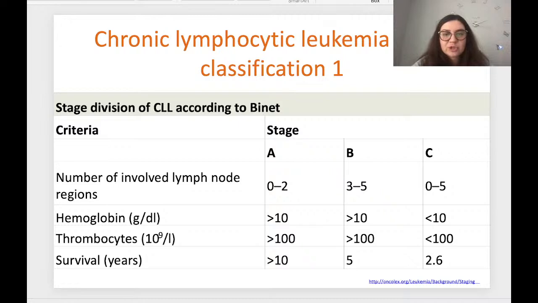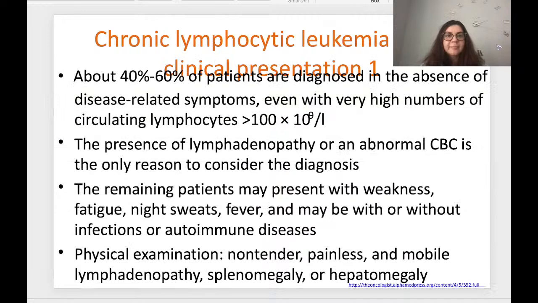Thrombocytes are normal for stages A and B, and it is thrombocytopenia, less than 100, for stage C. And median survival for stage A is more than 10 years, for stage B it is nearly 5 years, and for stage C it is unfortunately just 2.5 years.